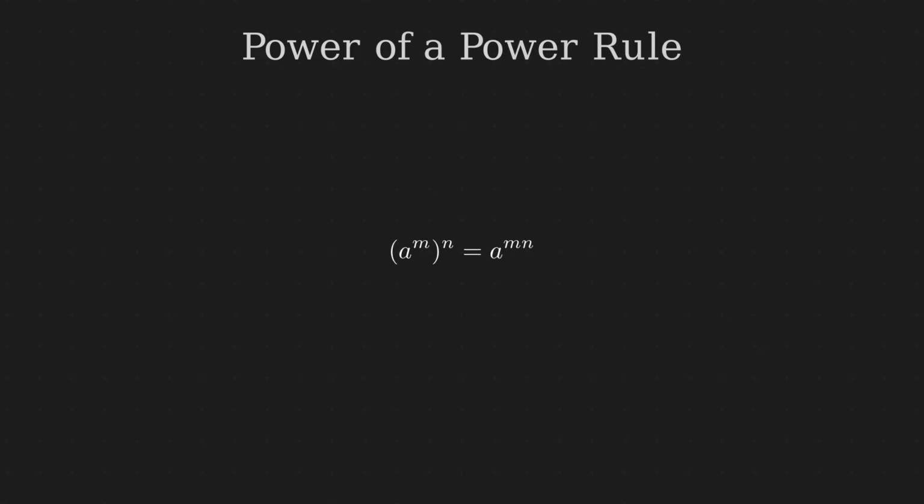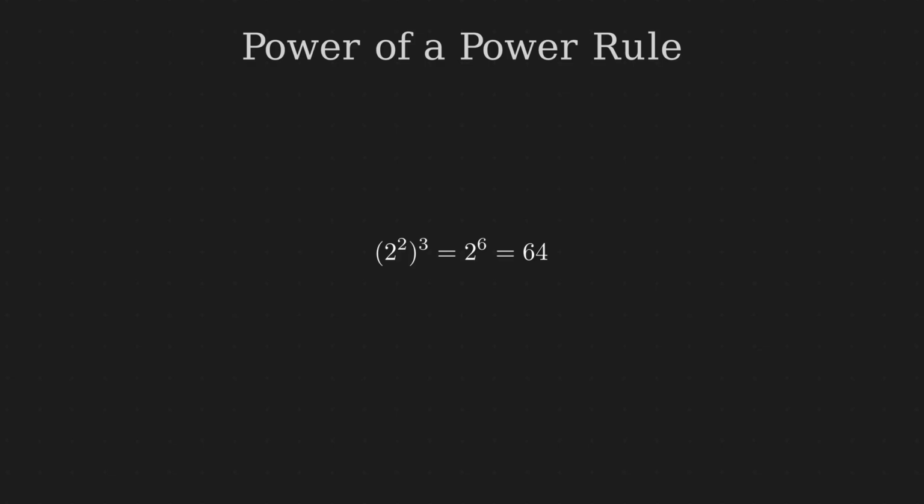The third law is the power of a power rule, written as a to the power of m all raised to the power of n equals a to the power of m times n. This rule says that when you raise a power to another power, you multiply the exponents together. For example, 2 squared all raised to the power of 3 gives us 2 to the power of 6, which equals 64.